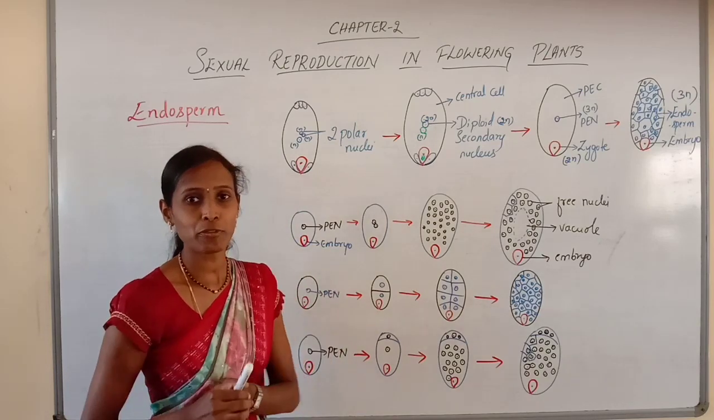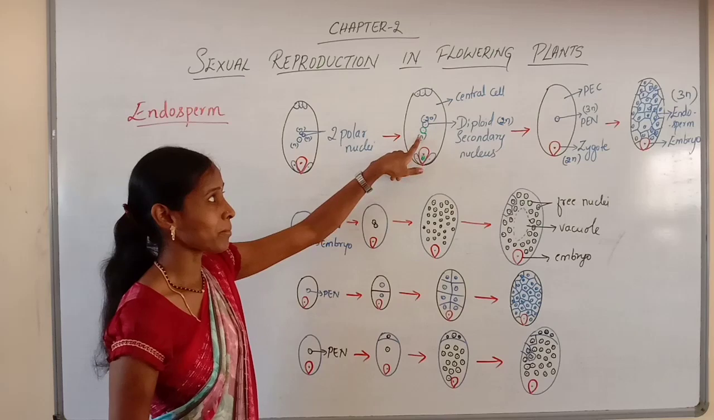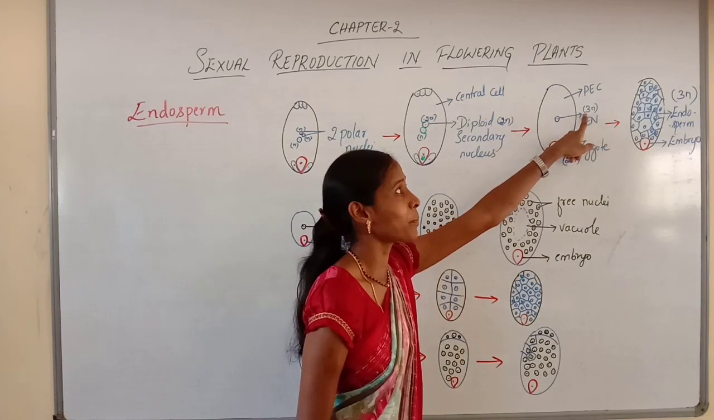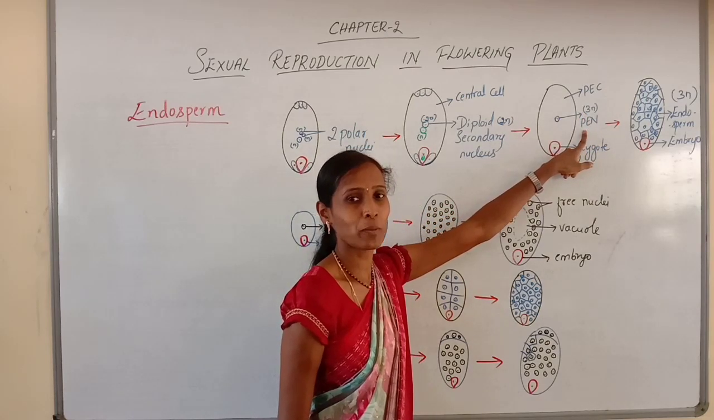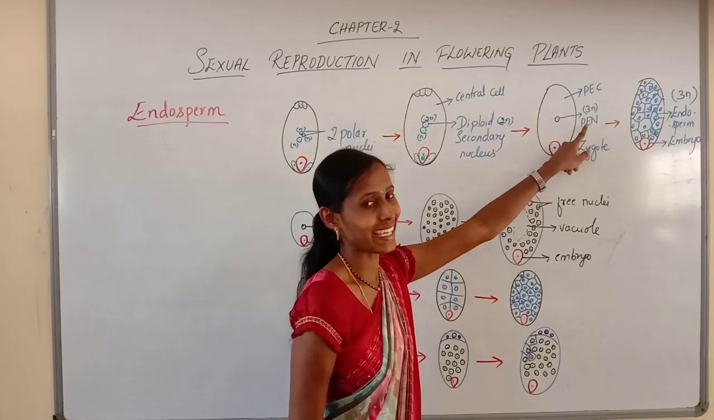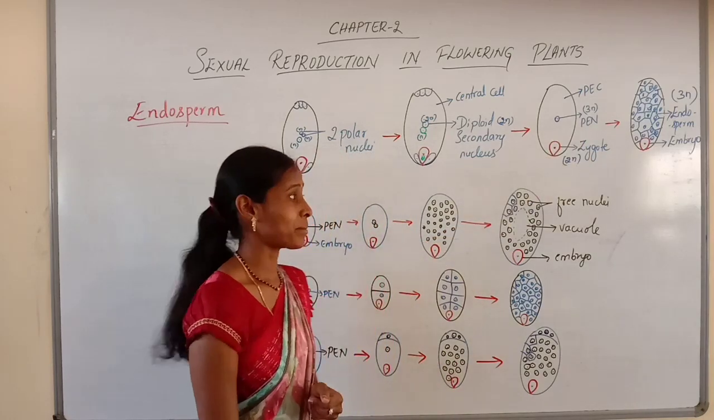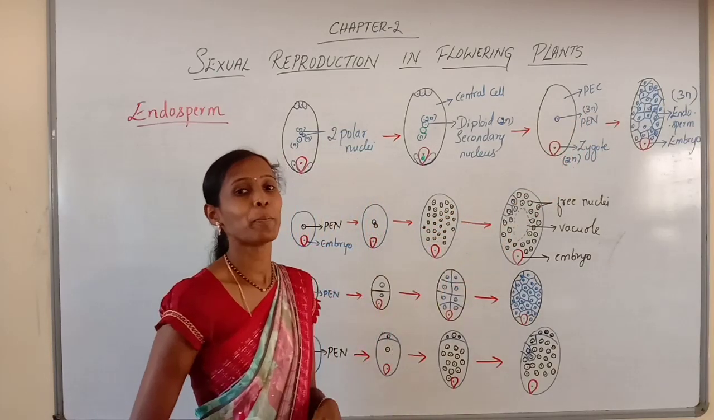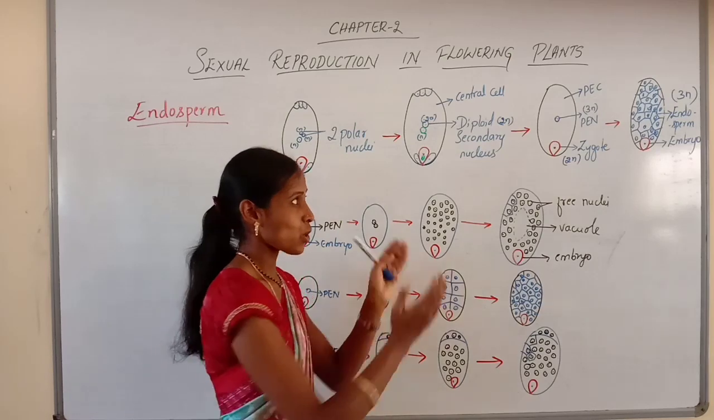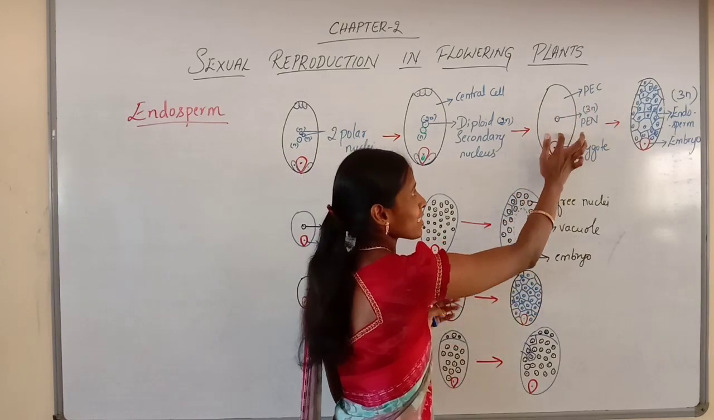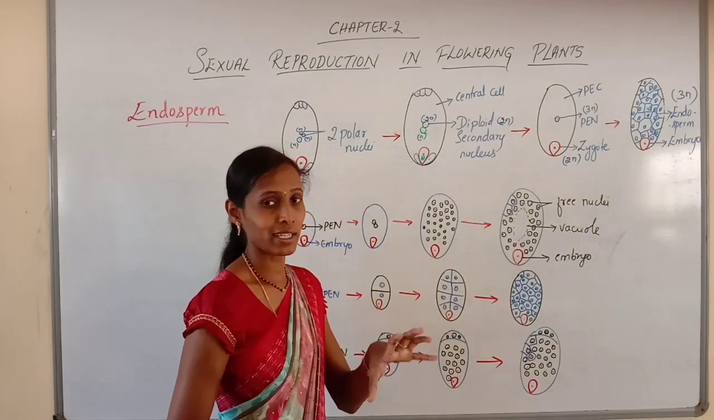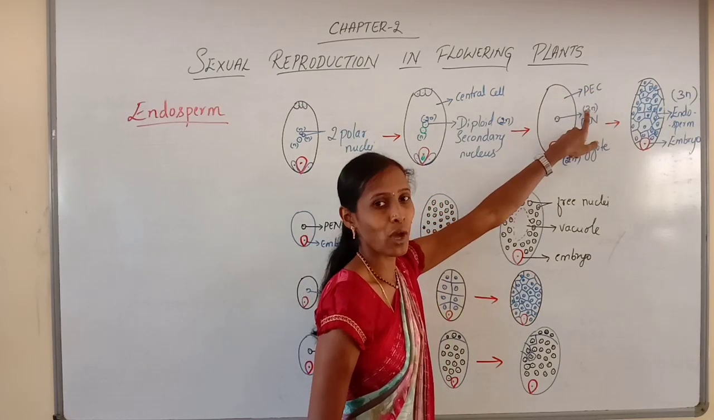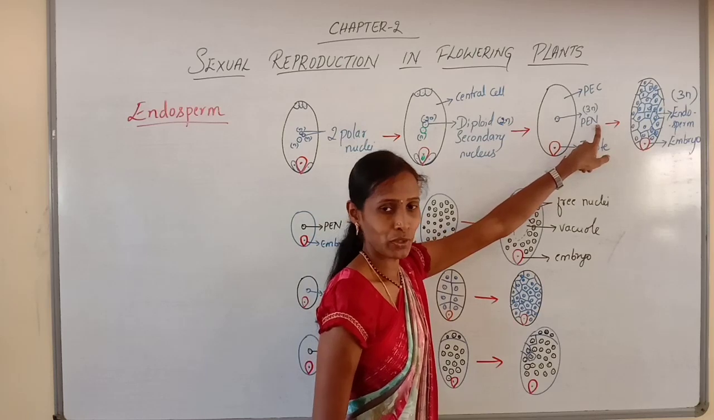Then what is the product of triple fusion? After the fusion of one male gamete with the diploid secondary nucleus, it results in the formation of a triploid structure called the primary endosperm nucleus. We can simply write it as PEN. What is PEN? It is the primary endosperm nucleus, and this primary endosperm nucleus is the product of triple fusion. So after triple fusion, this entire central cell becomes a primary endosperm cell. The central cell becomes a primary endosperm cell which contains a nucleus called the triploid primary endosperm nucleus.